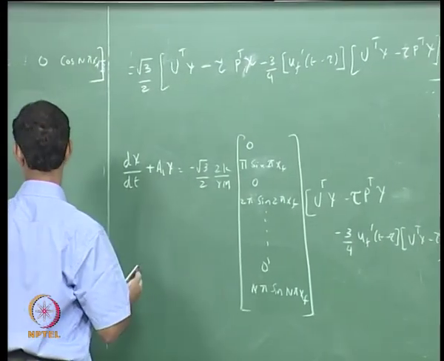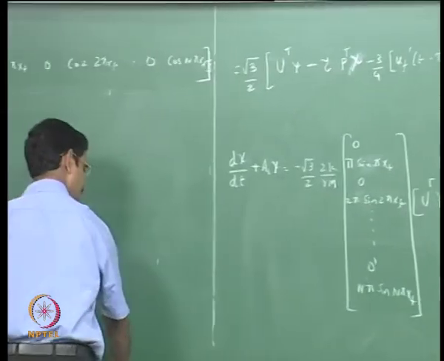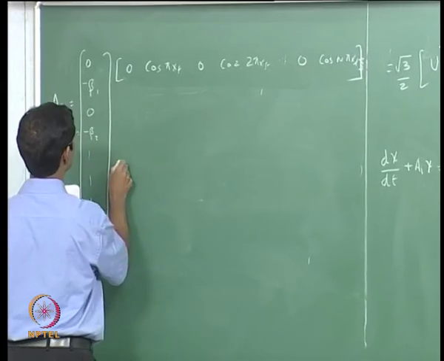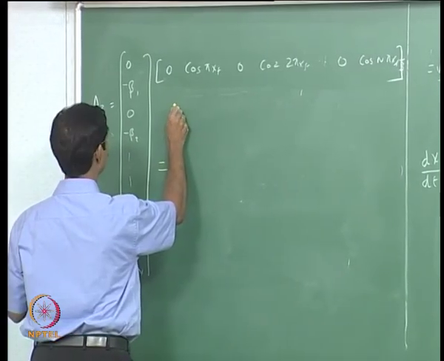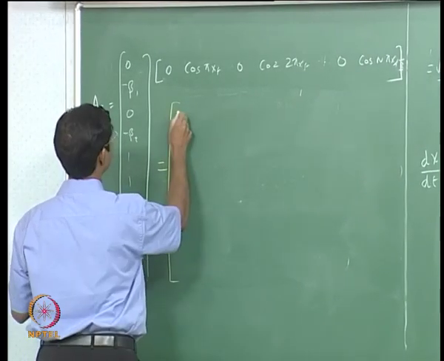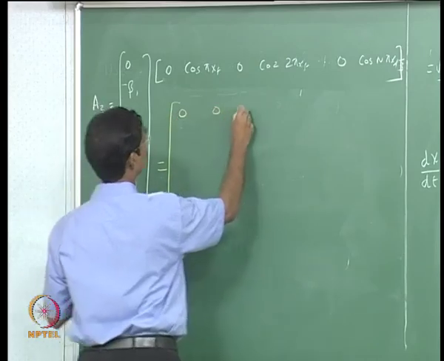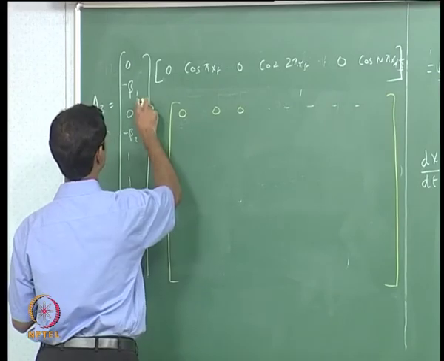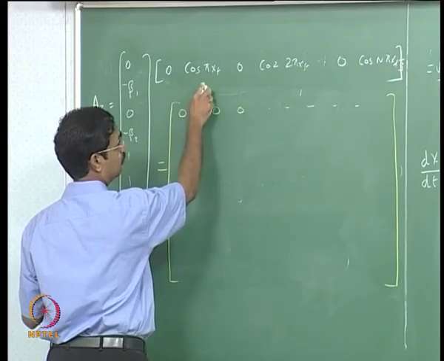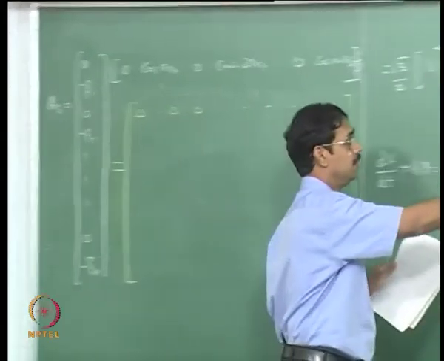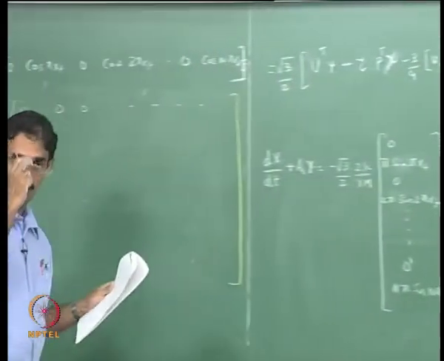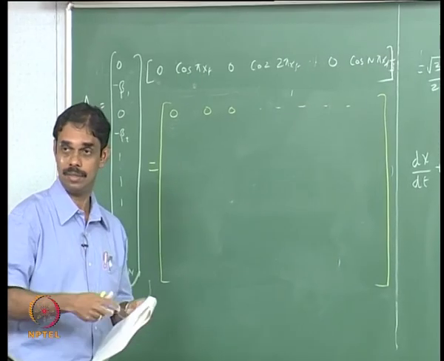So I will assemble this. Where shall I do it? I will try to do it here itself with another color. So this equals, the first term will be 0, 0, right? The next one would be, the first term will be 0, the next term will have a term. That is different from here, where the first term has stuff and the next term is 0. That is because U transpose and P transpose have alternate sets of terms.